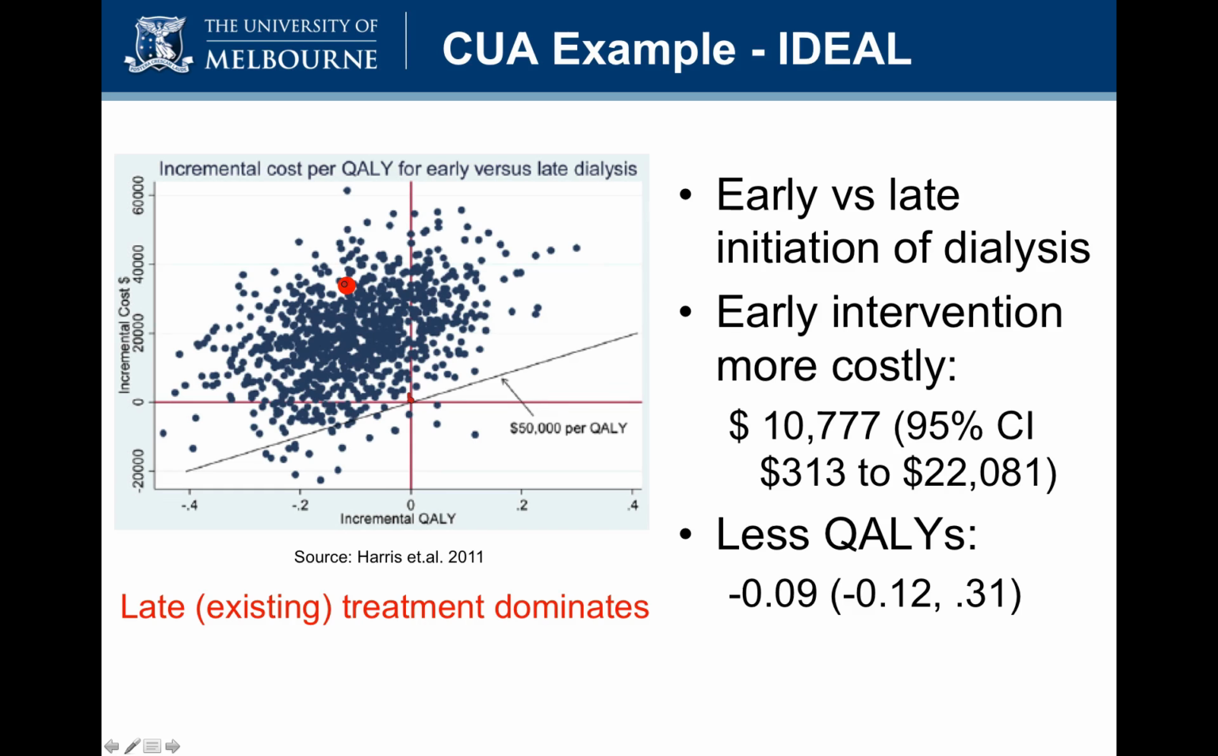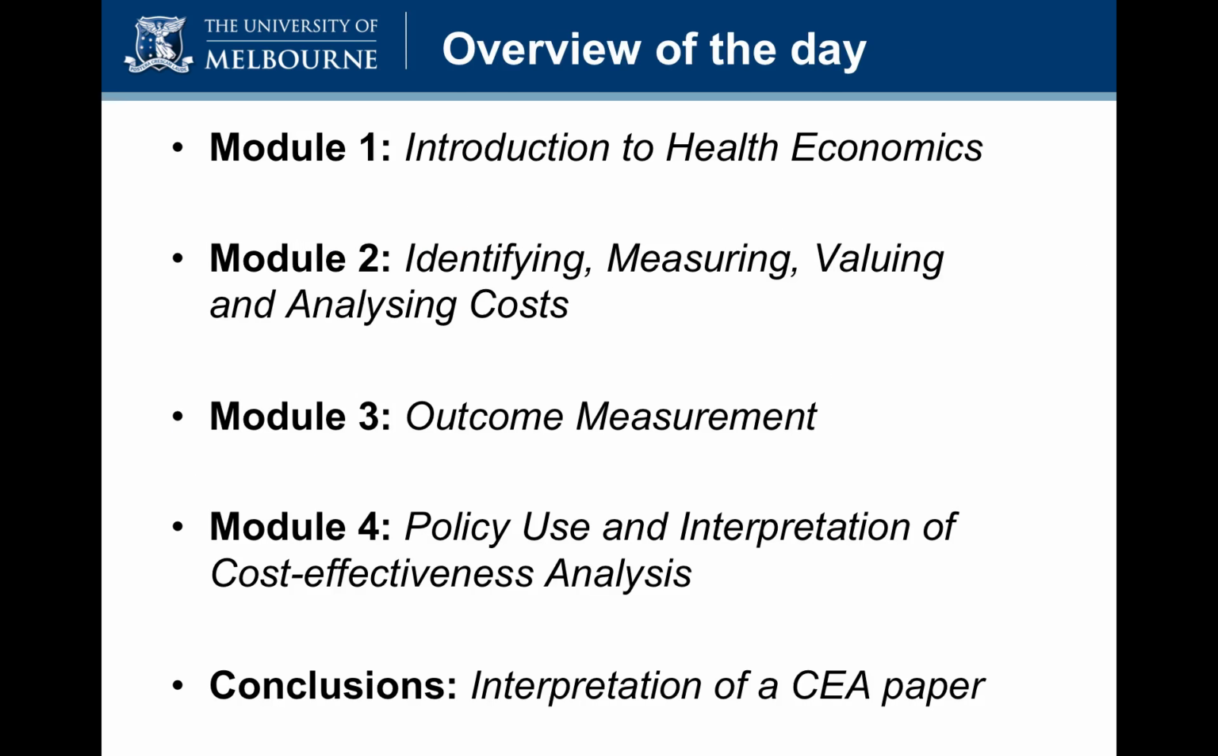And what we can see is that we're up in the northwest quadrant, which is the quadrant where the existing treatment dominates. So basically, the issue with early intervention in dialysis was that it was both more costly and produced fewer quality adjusted life years. So what we would say in this case is that the late treatment dominates. So here's an example of quantifying the outcomes in QALYs where you would want to stick with perhaps the existing analyses. So that ends our lecture.